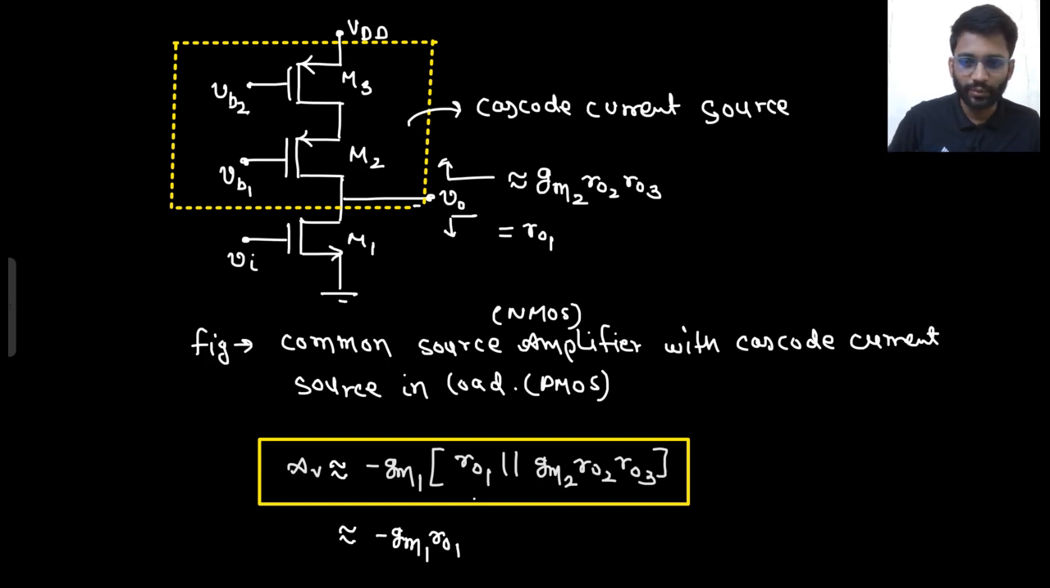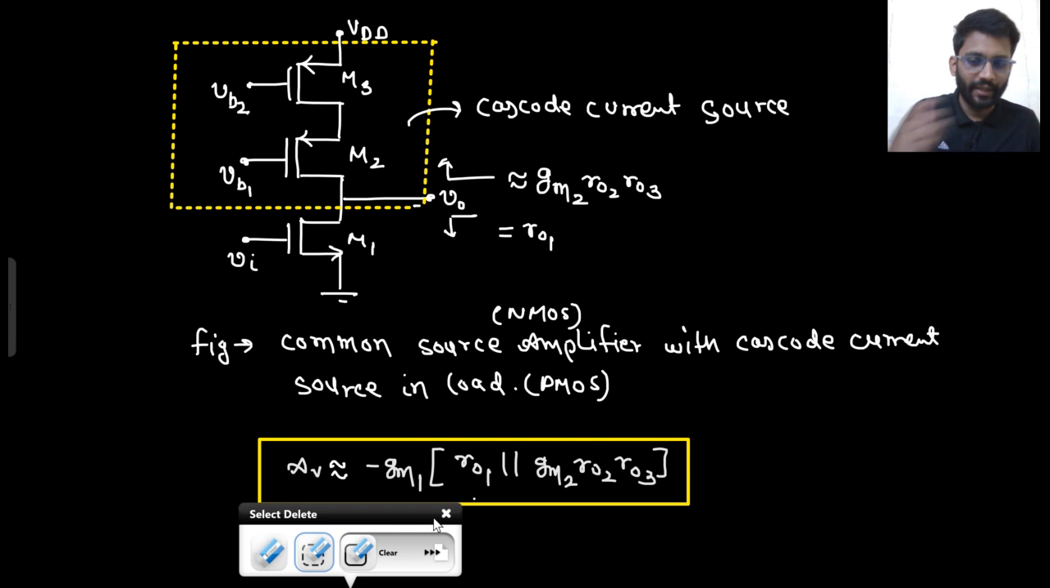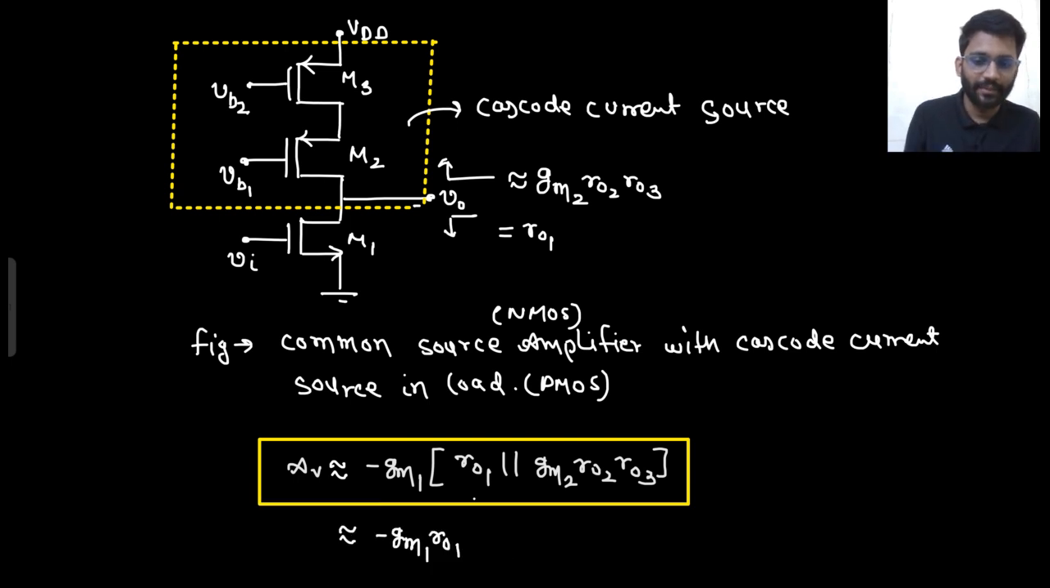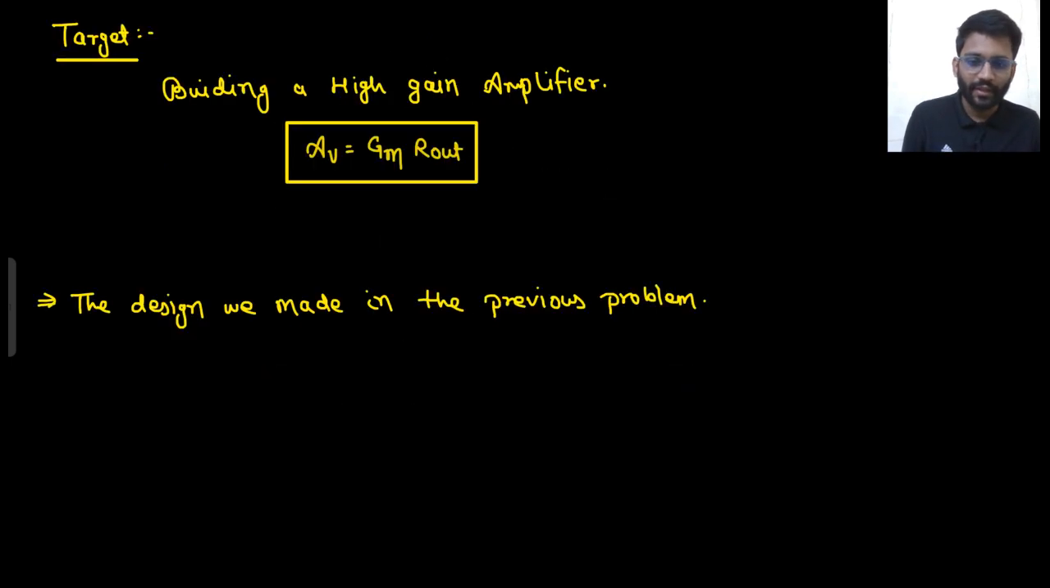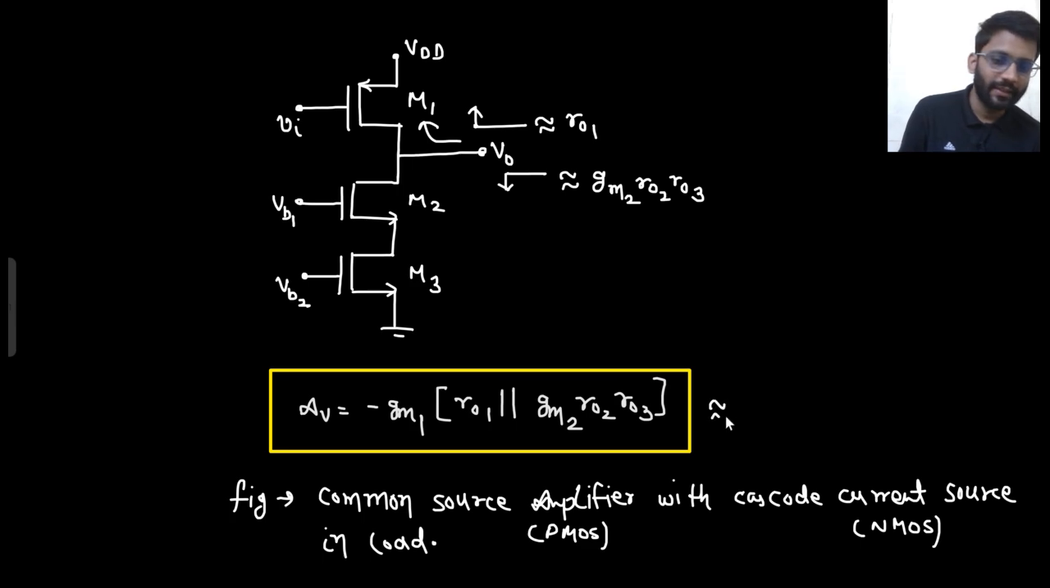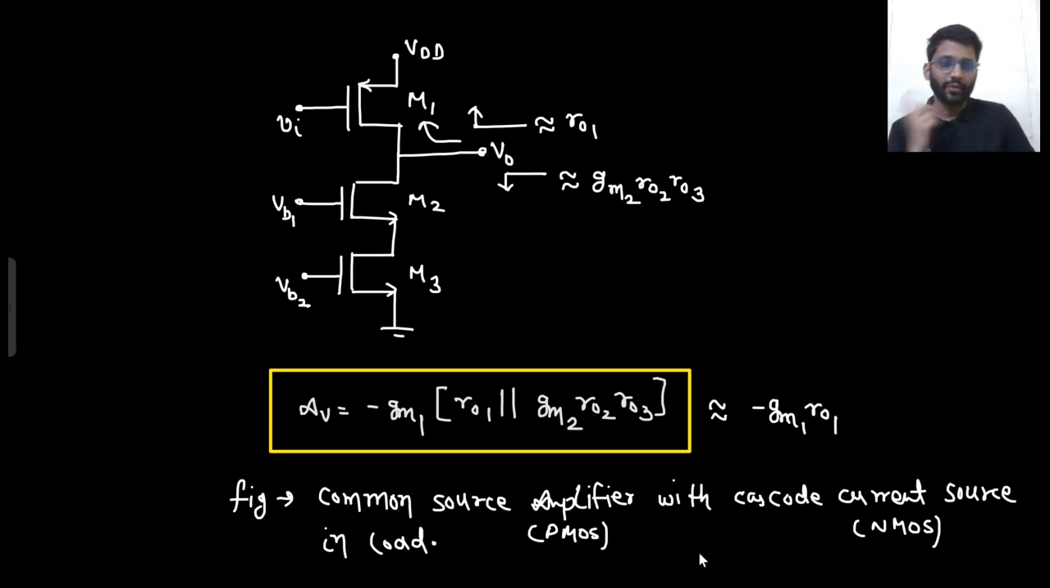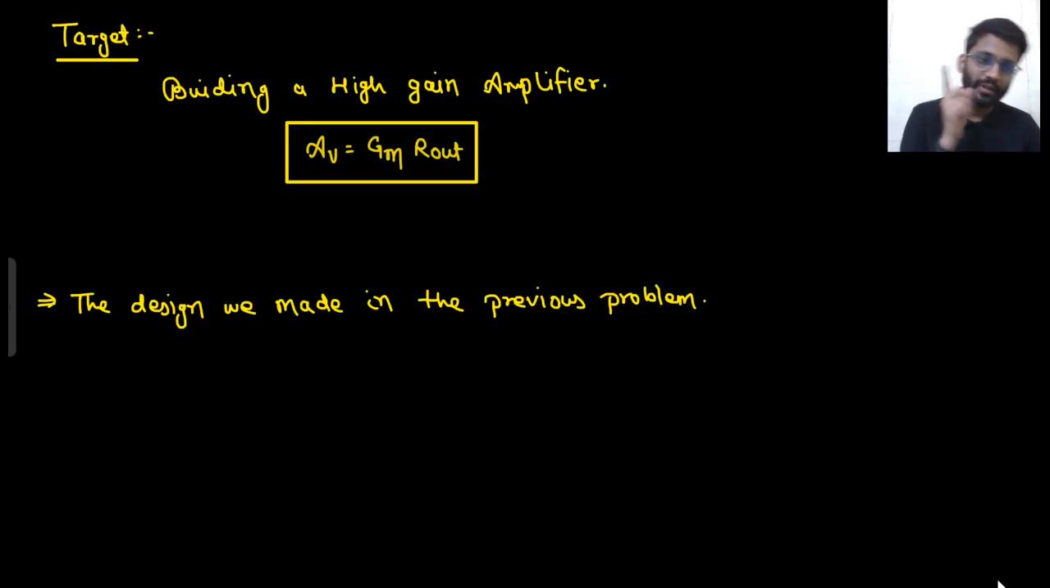What I would do? I need a higher gain than this. And in the next one, here also the gain is nearly minus GM1 R01 only. Now I need a higher gain. So what I would do? I will use a cascode amplifier. So we need to build a higher gain amplifier. So what we can do?